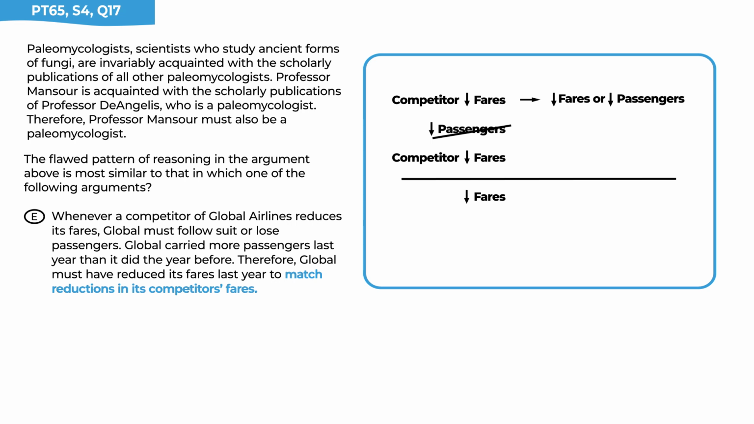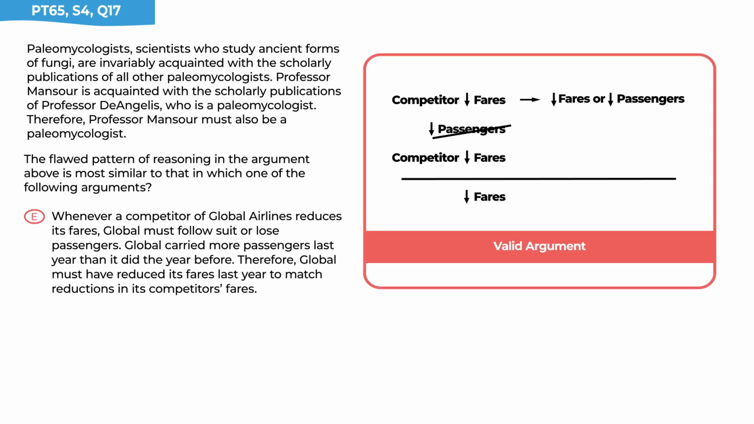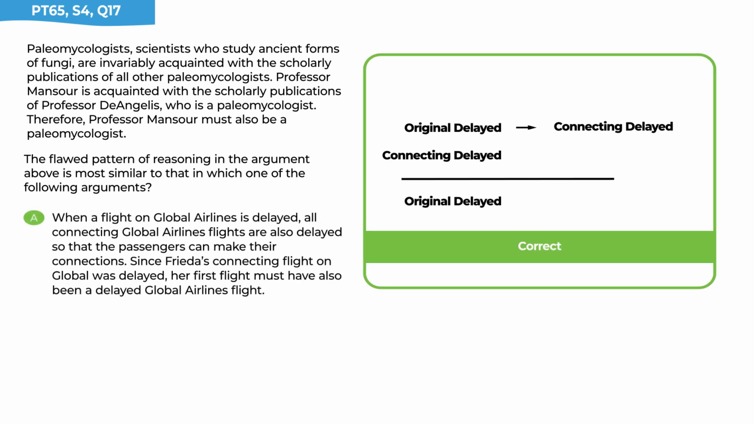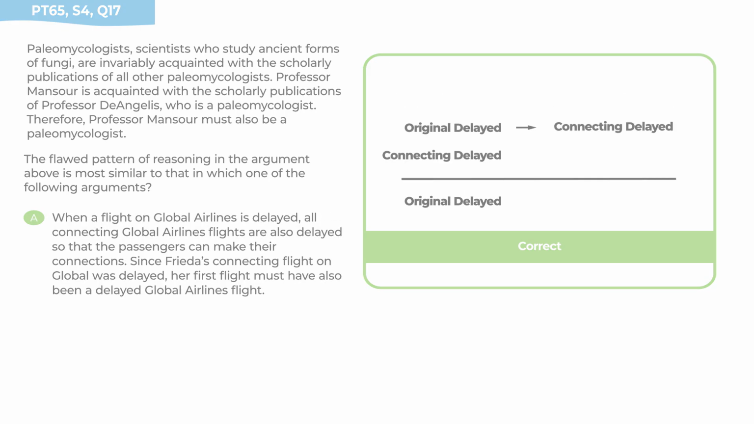So answer choice E is a valid argument, which means it doesn't match the validity of the argument in the stimulus. It's got the wrong validity. A valid argument is not going to match a flawed argument. So we can get rid of answer choice E, and that leaves us with A as the correct answer.